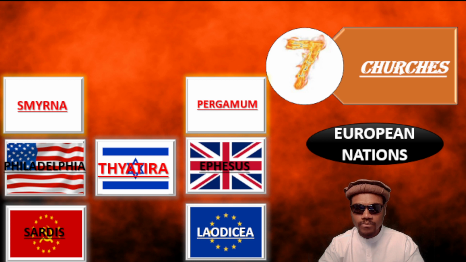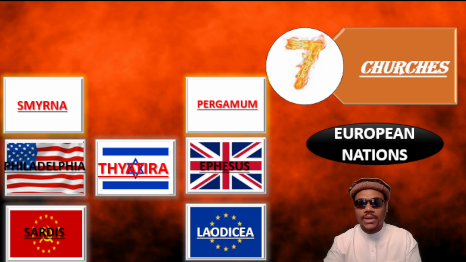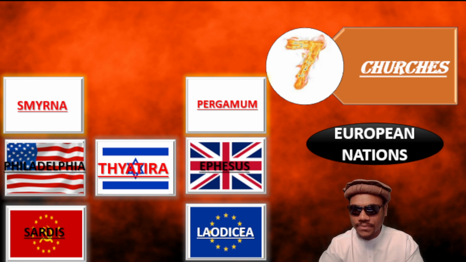And we're going to get into it, because the book is speaking to these 7 European nations, but not only those European nations were being spoken to. There were other nations being spoken to as well. That's the hidden information, brothers and sisters.